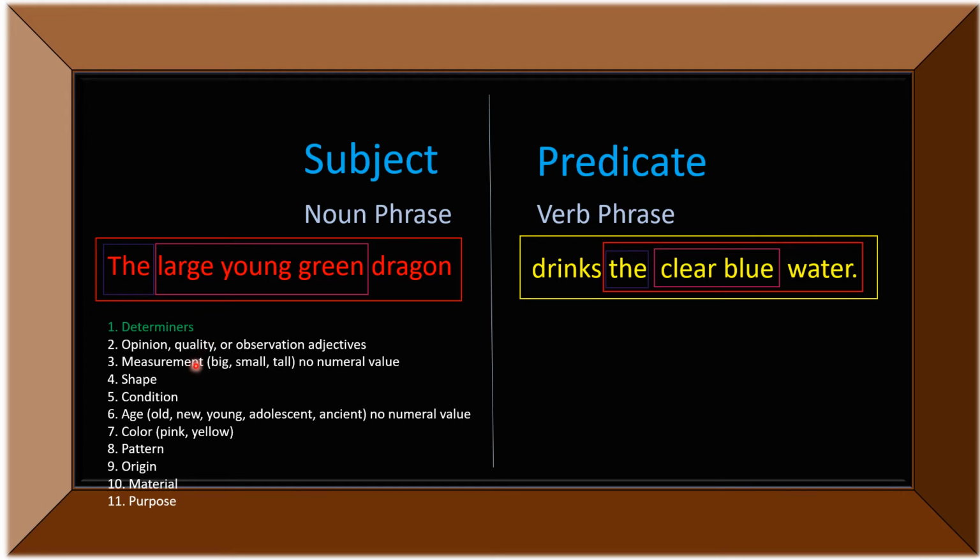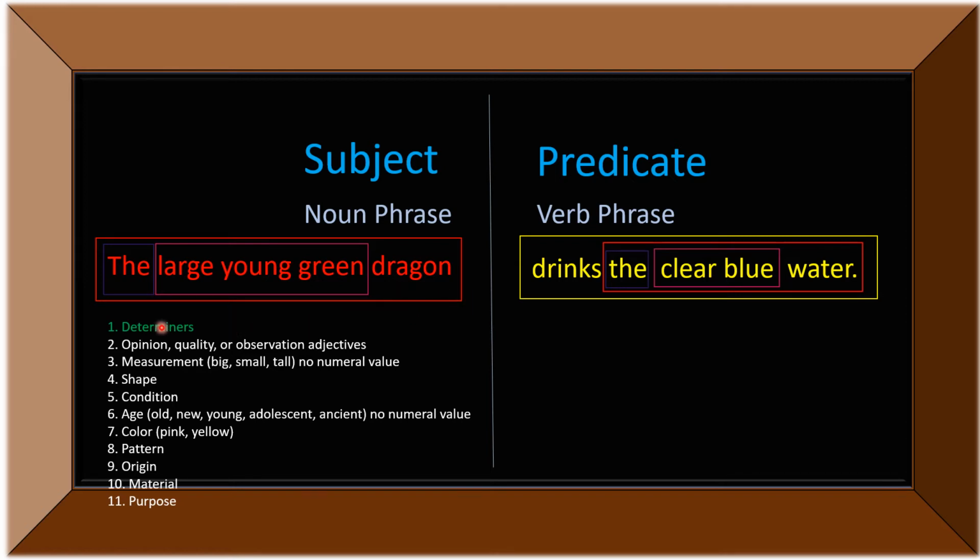Obviously, large is measurement, young is age, and green is color. So it's following the adjective order and is giving you the bigger description of the dragon. I like to look at it as a microscope, and you're getting to know more and more details about the dragon. Now, dragon, we know it is concrete, it is countable, singular, and common.